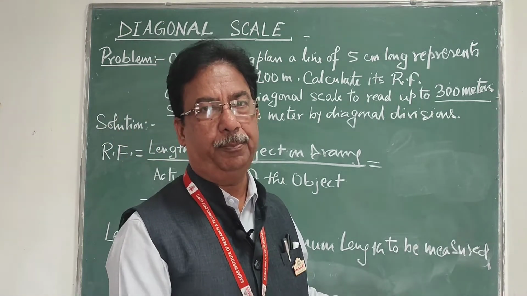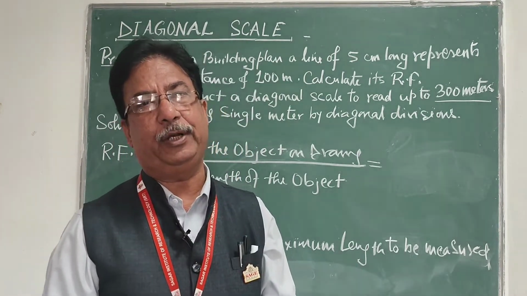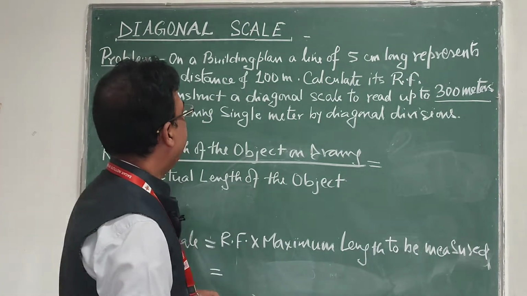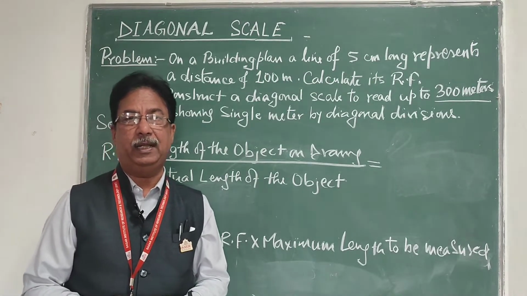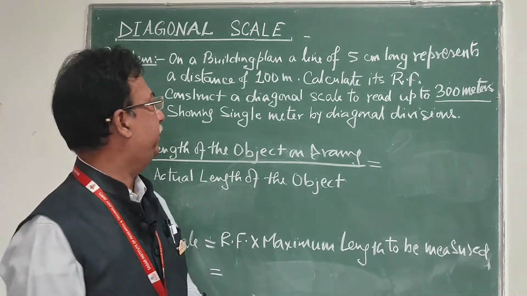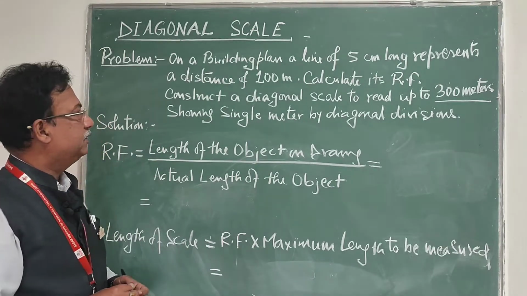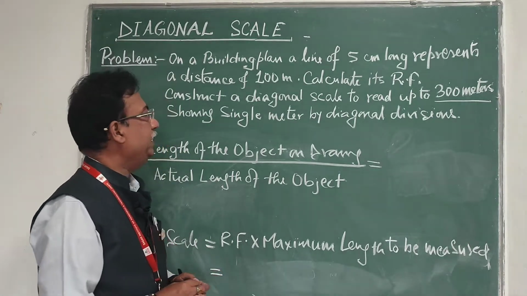This time again the topic will be diagonal scale, and I am going to solve a problem on diagonal scale. The problem will be like this: on a building plan, a line of 5 cm length represents a distance of 100 meter. Find out the RF, calculate the RF, construct a diagonal scale to read up to 300 meters showing single meter by diagonal division.